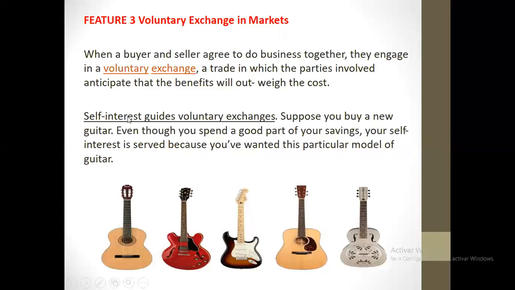Entonces, ¿qué sucede? Self-interest guides voluntary exchange. El interés propio es el que te guía al intercambio voluntario. Si tú tienes el dinero y quieres esa guitarra, tú vas a pagar $1,500. Ahí tú te vas a beneficiar porque vas a ganar la guitarra que tú siempre querías y el vendedor va a ganar su ganancia. ¿Por qué? Porque logró vender este producto. ¿Ok? Así que es voluntary exchange, intercambio voluntario, no forzado.